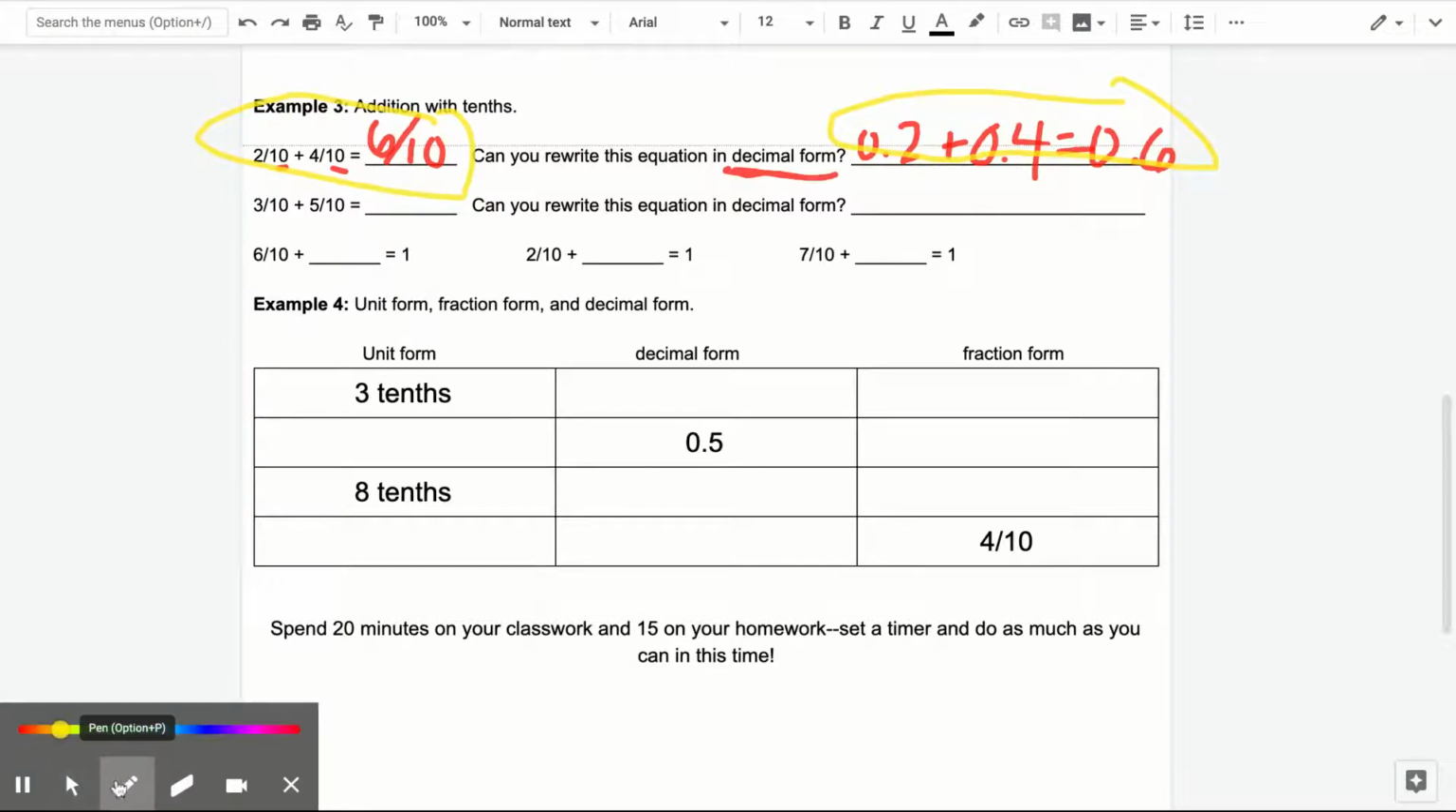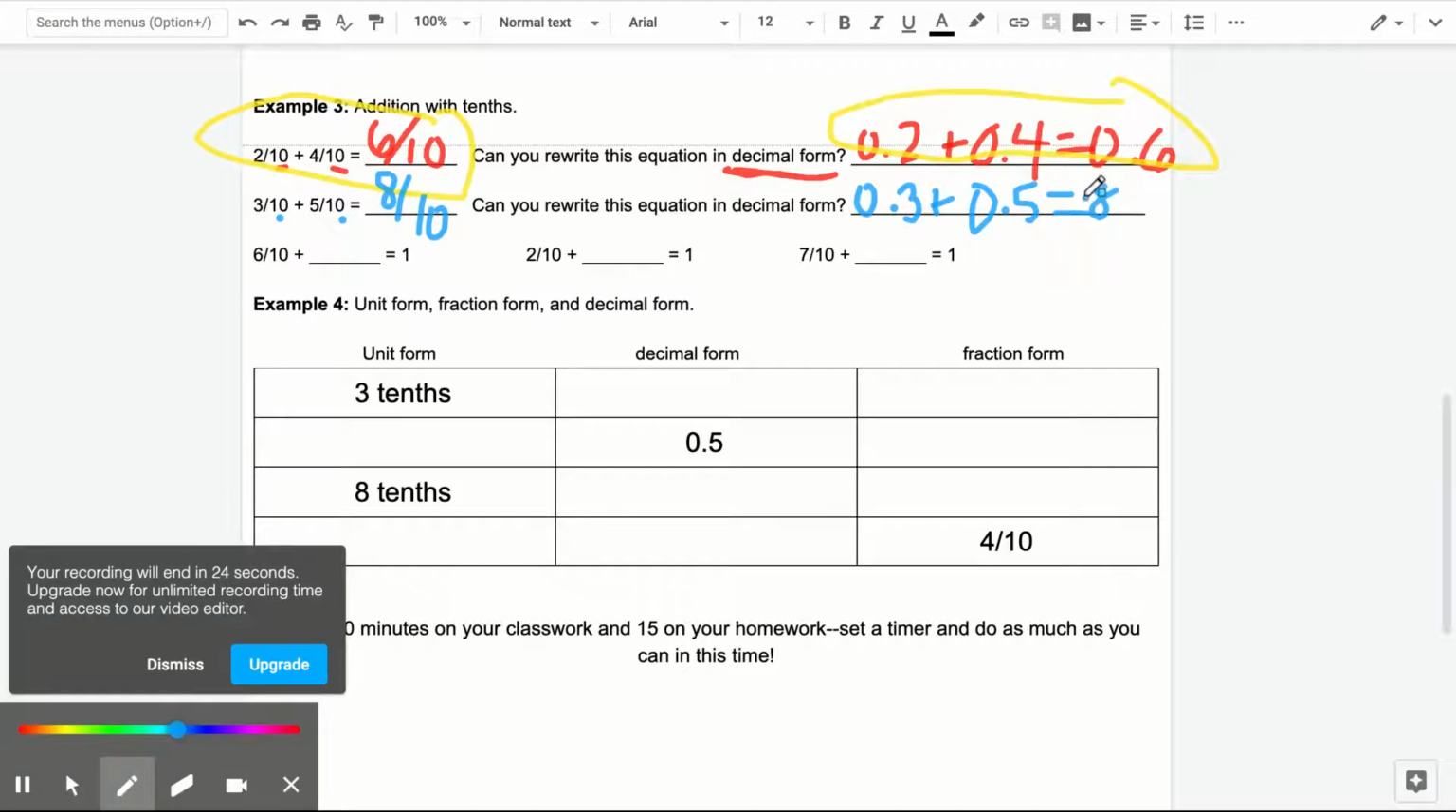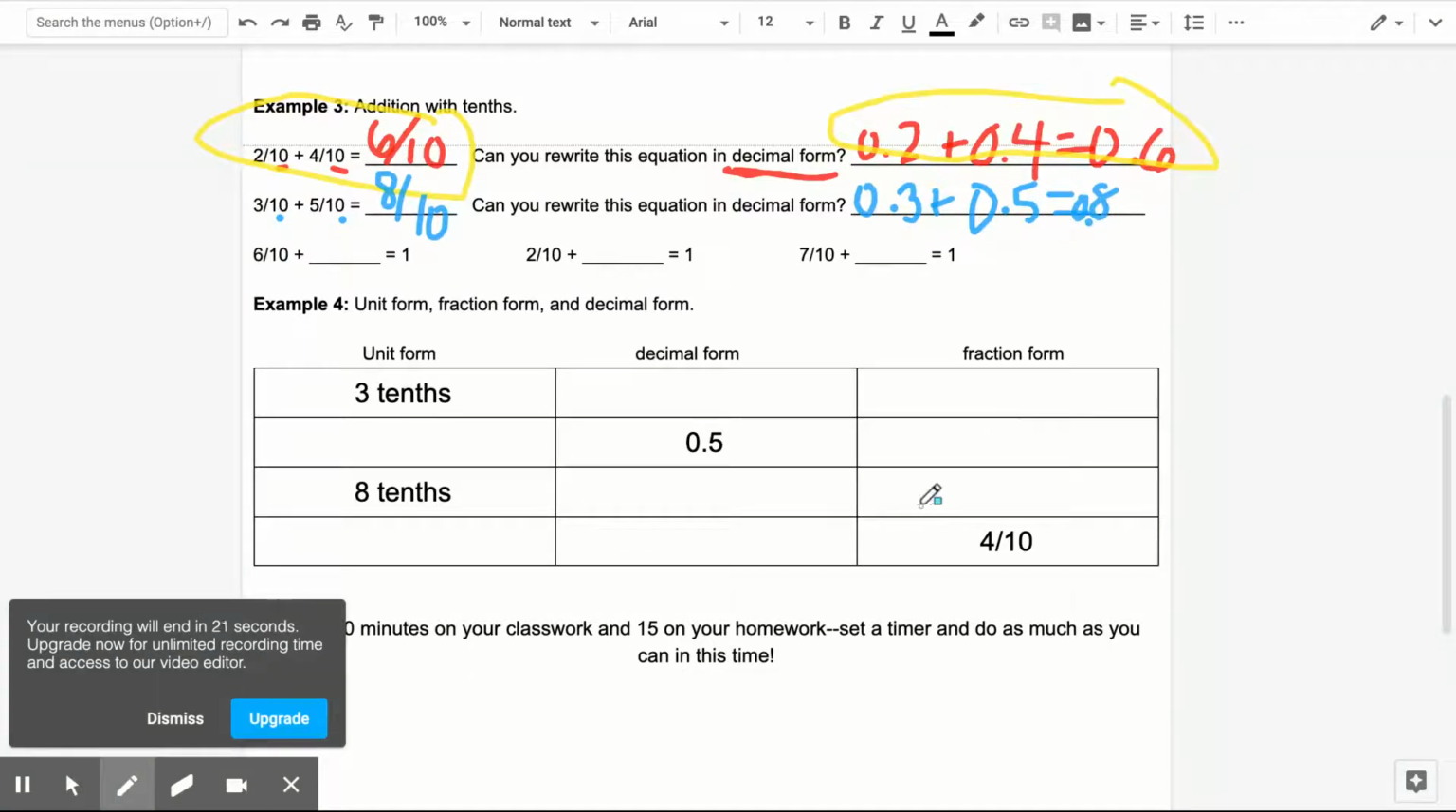Excuse my sloppy circles. All right, on this next one, I have 3/10 plus 5/10. Same idea, my denominators are the same, so I can add my numerators. 3 plus 5 is 8, and my denominator will not change. With this one, when I rewrite it, I would have 0.3 for 3/10 plus 0.5 for 5/10 equals 0.8, 8/10.